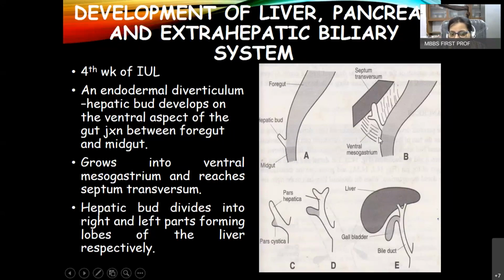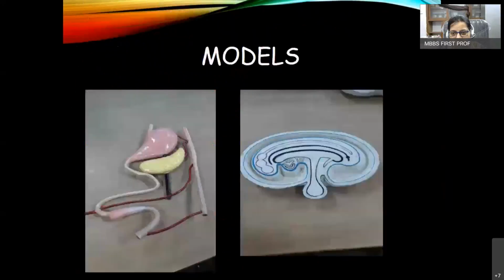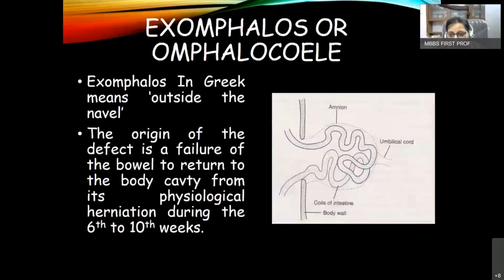And this hepatic bud grows into the ventral mesogastrium. This is the ventral aspect and this is the dorsal aspect. So if you see, I'll tell you how. We go back to the previous. See, this portion is foregut. This one is midgut. The junction of this foregut and midgut is the site where the hepatic bud develops. Okay, and it pierces the septum transversum. This is septum transversum, right? So I'll move to the slides, and then you can easily understand how the things are developing.